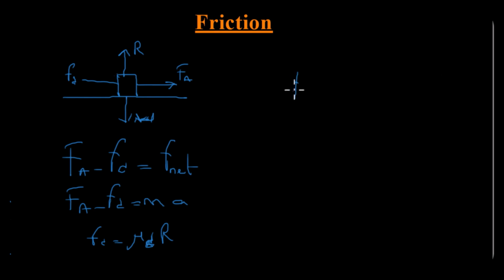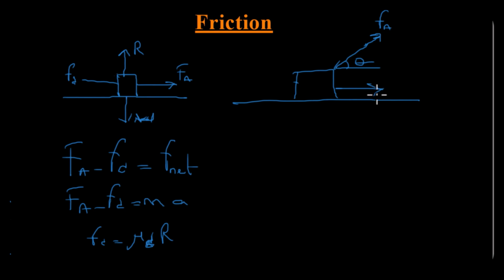But what if you have a force like this that is inclined at an angle like this, and then here we have theta. So if you have theta here, this is my applied force FA. Then I'm saying my box is moving towards this direction, and then I have my weight W coming down, my R going up, and then I have my frictional force going in the opposite direction, like this, FF.